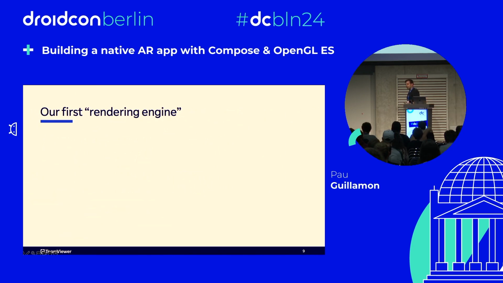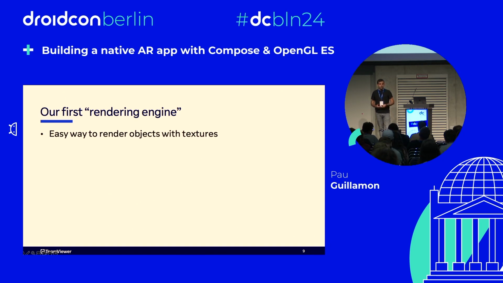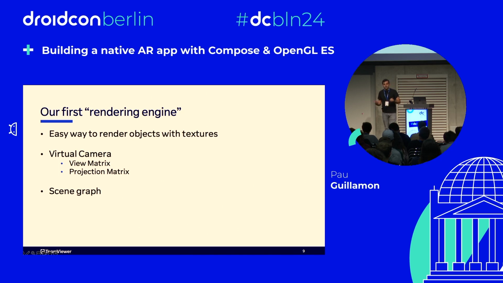So knowing all of that and working with the OpenGL API, one would then build a first rendering engine, which would usually consist of having an easy way to render objects, usually with textures. Then we would have this virtual camera that would contain a view matrix and a projection matrix, and some type of scene graph. Could be as simple as hard-coded objects or a very complex graph representing your scene. Let's quickly go back to the sample.